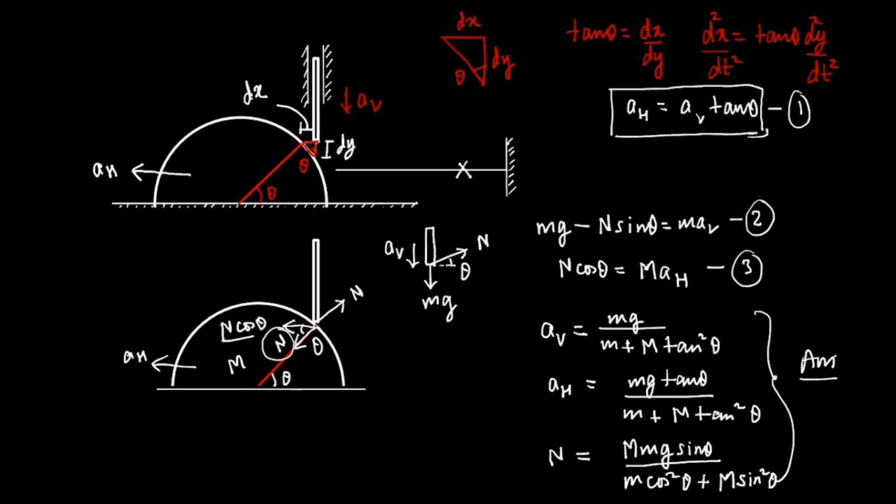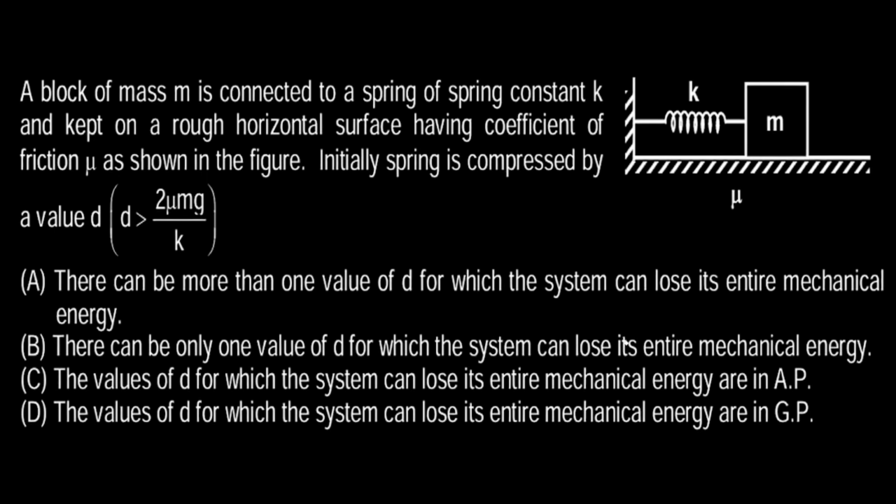Okay, so let us now watch the third problem. Third problem is, here is a spring block assembly, and note here it is a frictional surface, it is not smooth, and the spring is compressed initially by D. So the question is, what should be the value, or for how many values of D is the system going to lose its entire mechanical energy? Do you know the meaning of losing entire mechanical energy?